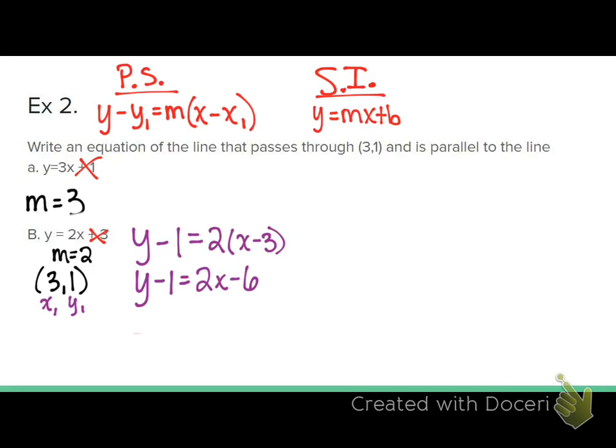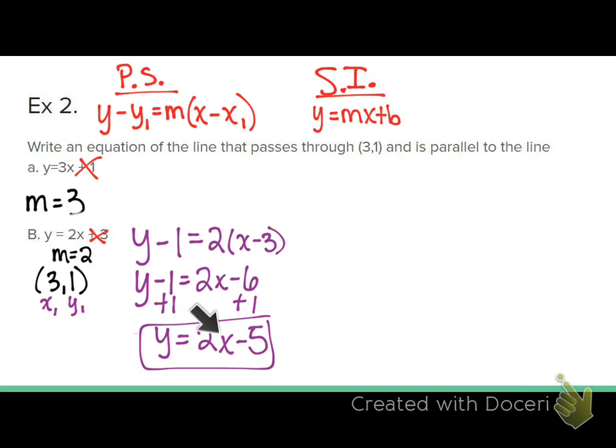Good. Last step. Add 1. Get y alone by adding 1. Y equals 2x minus 5. Good. You can always check yourself by plugging in that point, 3 comma 1, and making sure it works out. 2 times 3 is 6, minus 5 is 1. So we plugged a 3 in, we got a 1 out. That's what we wanted.